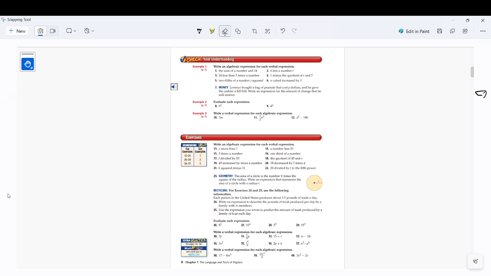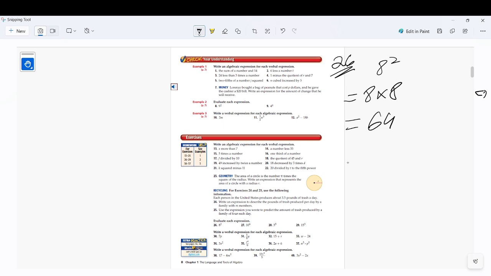Today we are going to focus on evaluating each expression from 26 to 29, and let's take two of them and solve them. Let's take 26 first, right? 26. So it is 8 to the power 2. So we can write it as 8 into 8 and we'll be having 64, right?